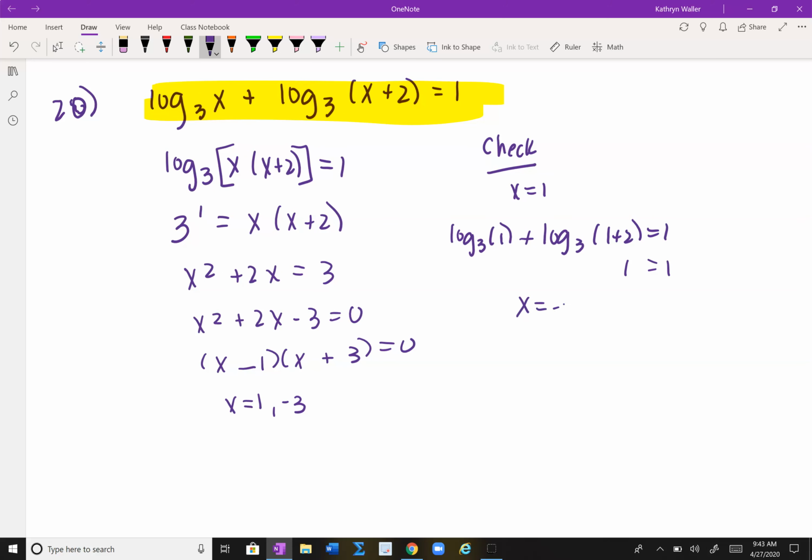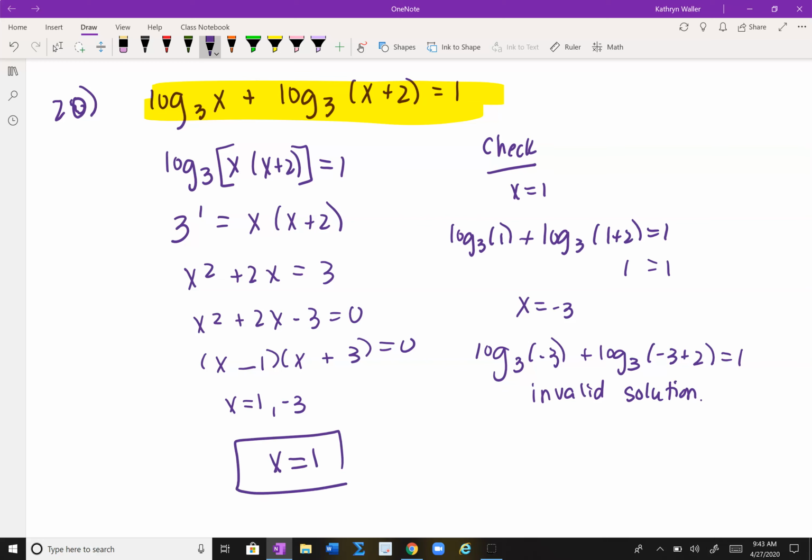Now I'm going to check x equals negative 3. So it's log base 3 of negative 3 plus log base 3 of negative 3 plus 2 is equal to 1. And now I'm taking the log of a negative number, which I cannot do. So I'm going to say invalid solution. You have to write those words. Then I'm going to come over here and write x equals 1 and I'm done. And I know without a doubt that I just got that right because I checked it.